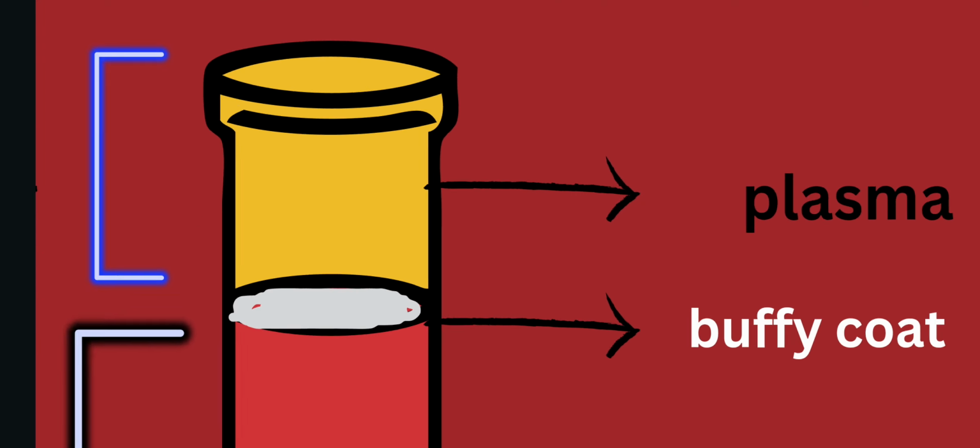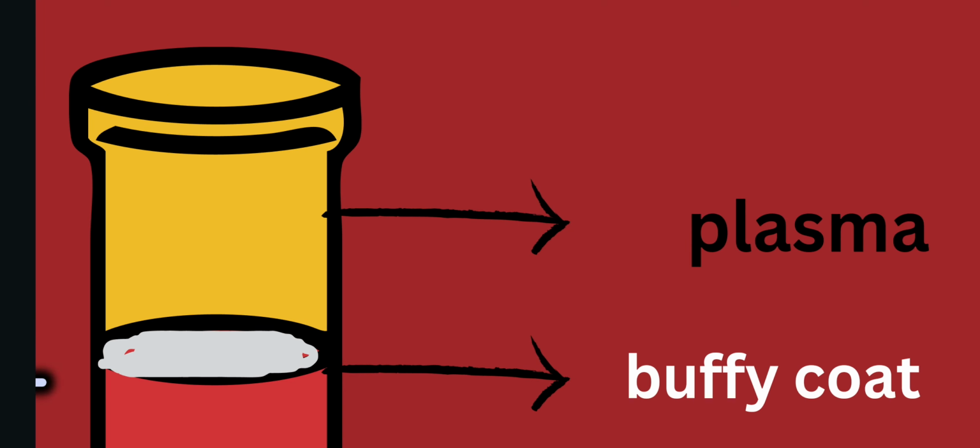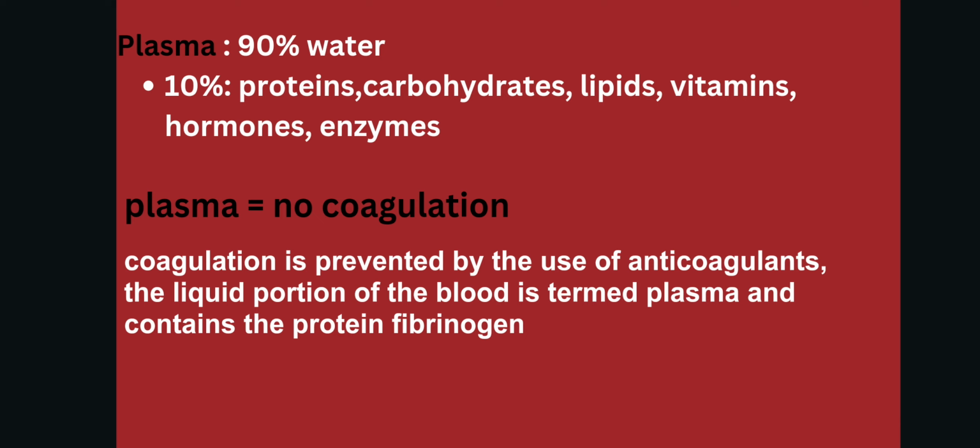Now, let's talk more about the plasma portion. In the plasma, there is 90% water, and the remaining 10% are proteins, carbohydrates, lipids, vitamins, hormones, and enzymes. For this reason, when we want to do a clinical chemistry test or immunology test or any test for hormones, we always use the tube that contains the anticoagulant.